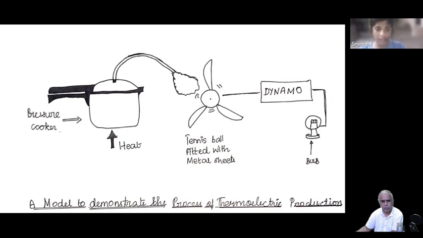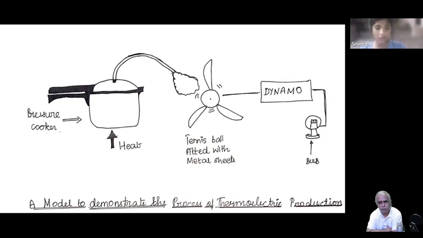Now we are going to see about pressure. We are going to demonstrate an activity with the help of a pressure cooker and a tennis ball fitted with metal sheets. We are also going to use a dynamo here, and check whether the bulb glows or not. So here we have a pressure cooker filled with water, and we are heating it at the bottom, and connecting the pressure cooker with a steam pipe. The steam comes out furiously from the pressure cooker, and here we have a tennis ball fitted with metal wings, and it is connected to a dynamo.